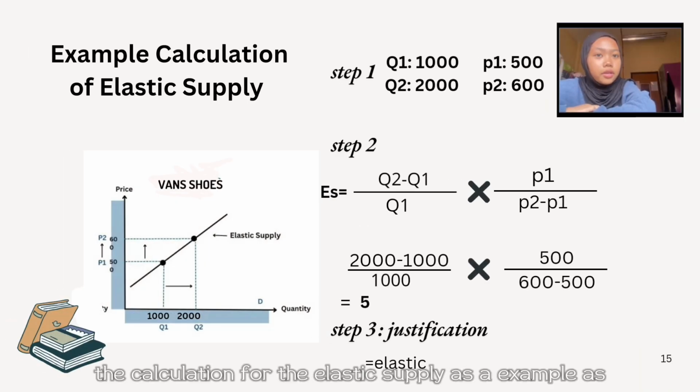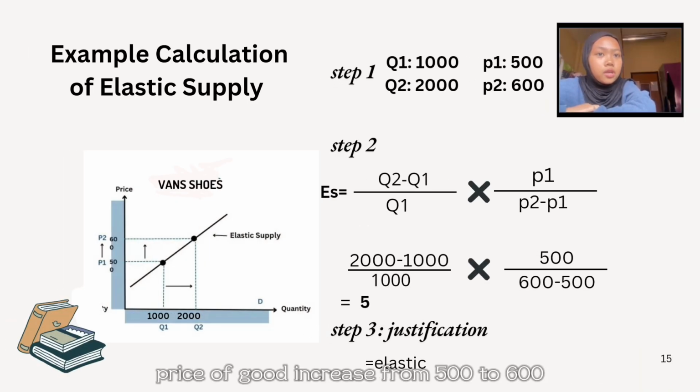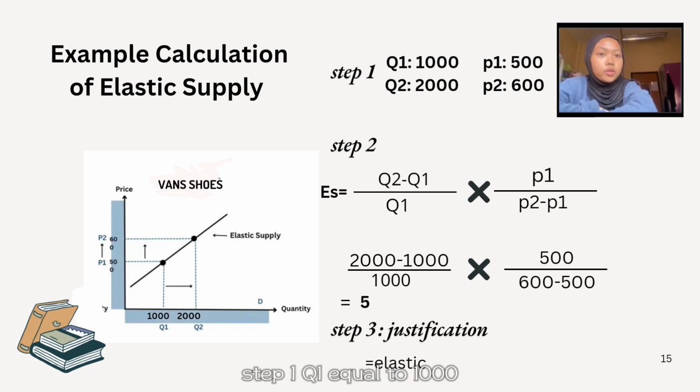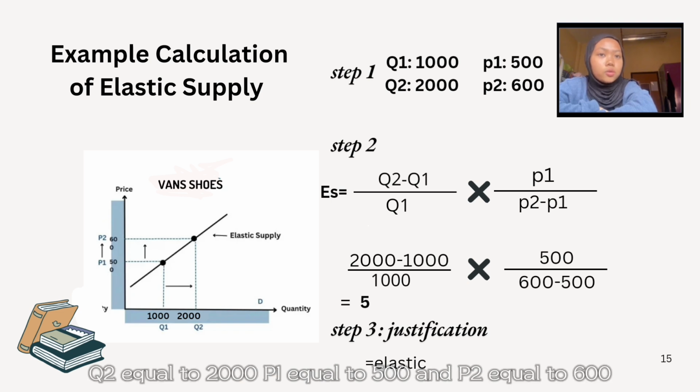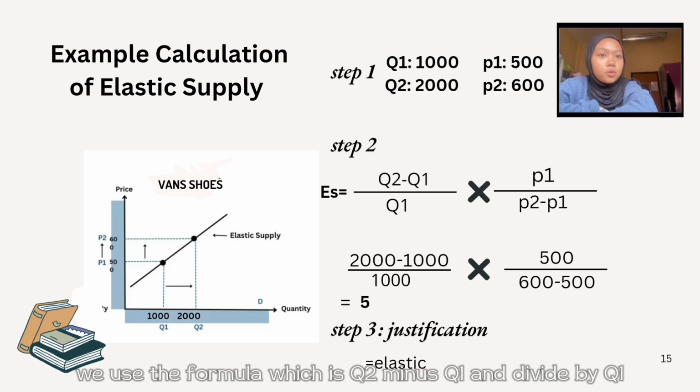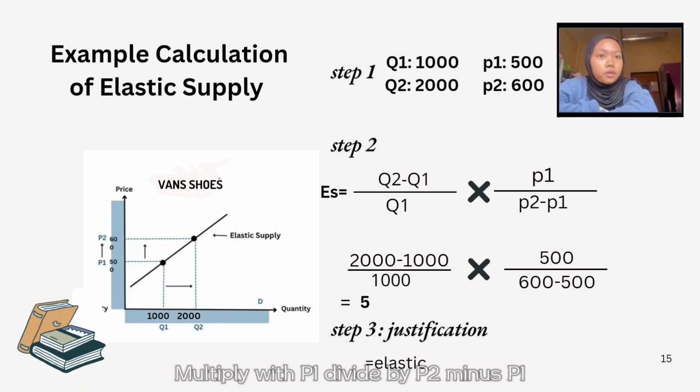Calculation for elastic supply. As an example, as the price of goods increases from 500 to 600, quantity supplied will also increase from 1000 to 2000. Step 1: Q1 equals 1000, Q2 equals 2000, P1 equals 500, and P2 equals 600. Next, we use the formula, which is Q2 minus Q1 divided by Q1, multiplied by P1 divided by P2 minus P1. So we just fill the data into the formula and get the answer 5. 5 represents elastic supply because the answer is more than 1.